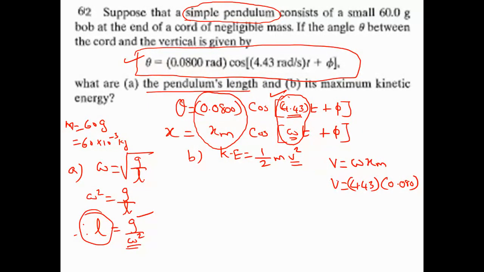So when you substitute, you will get the answer for the speed. Am I right? So take this V and substitute here. What is our mass? Mass is already given in the question, 60 gram. When you substitute here, you will get the answer for this B part. Am I right or not? Yes, teacher.